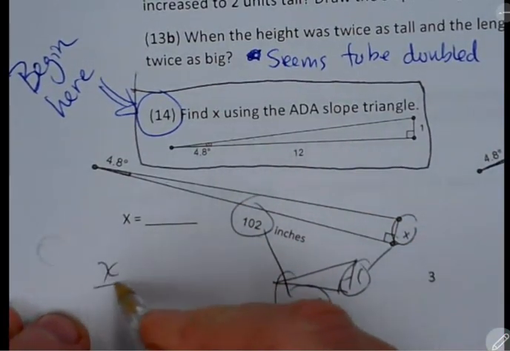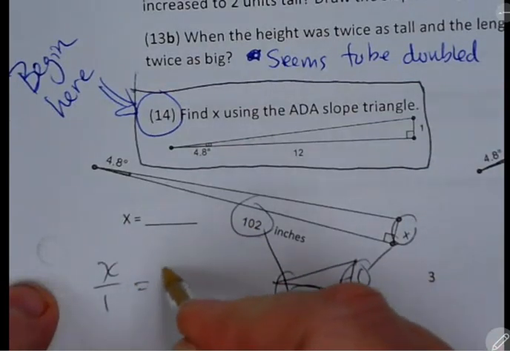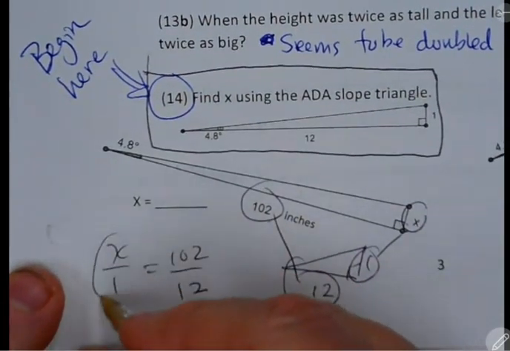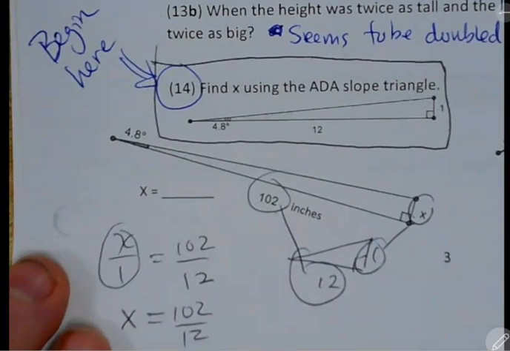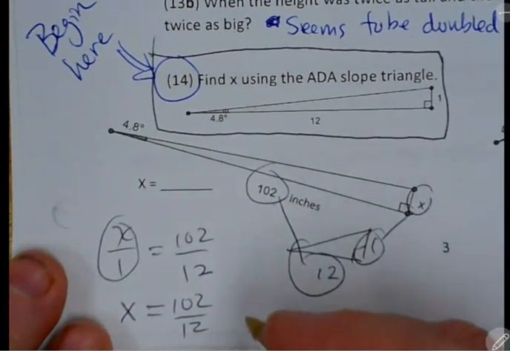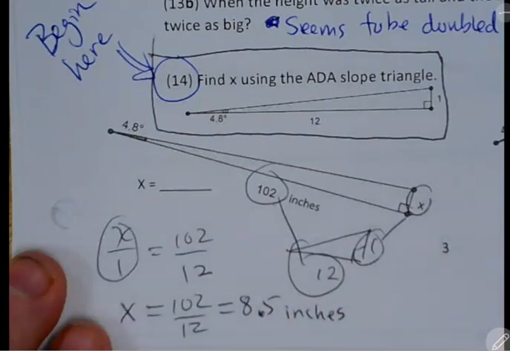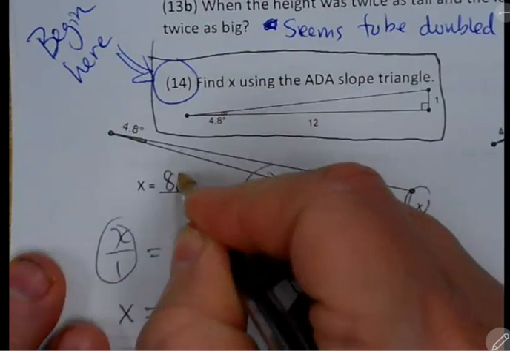So x goes to 1 as corresponding sides, as 102 goes to 12. The nice thing about setting the problem up this way is that x to 1, or x divided by 1, is just simply x, and so the value of x is the answer to 102 divided by 12, which is 8.5 inches. So that's the answer to this problem here, 8.5 inches.